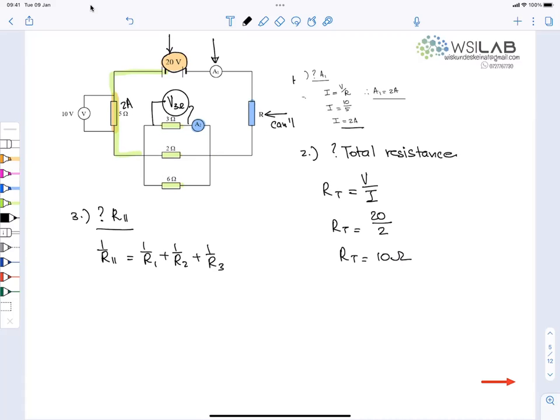So my answer is 1. Okay, let's see. 1 over R parallel is 1 over 3 plus 1 over 2 plus 1 over 6. Is that correct? Yes. Okay, so that's 2 plus 3 plus 1. That's 6 over 6. So that's 1. 1 ohm. That's correct.